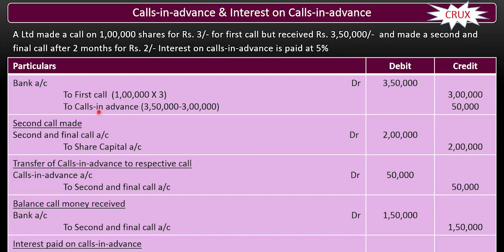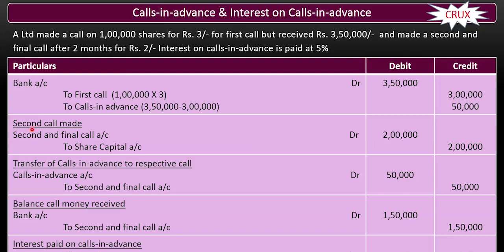Calls in advance is a temporary liability. So this calls in advance will be apportioned to the next, that is the second and final call. Until then, it will be treated as a liability. After this, the company also made a second and final call after 2 months for rupees 2 per share.